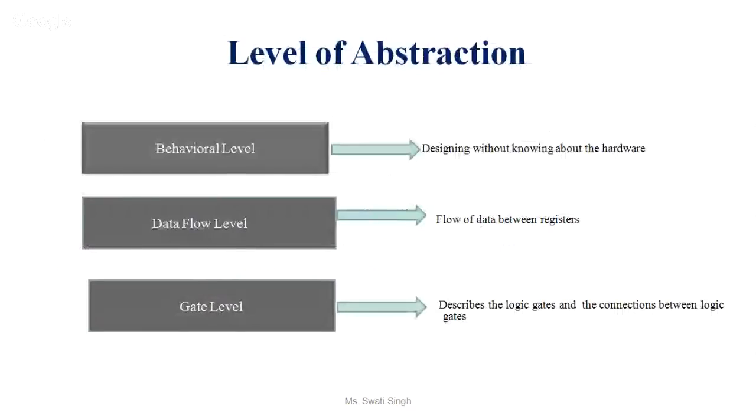Now, what are the levels of abstraction when we write a program in Verilog? There are three levels of abstraction at which we can write our program. First, the low level is gate level, then data flow level, and behavior level. Gate level describes the logic gates and the connections between them. I will explain it with examples one by one. Then data flow level, in which we describe the flow of data between registers, and behavior level, which is designing without knowing about the hardware. I can explain it via example.